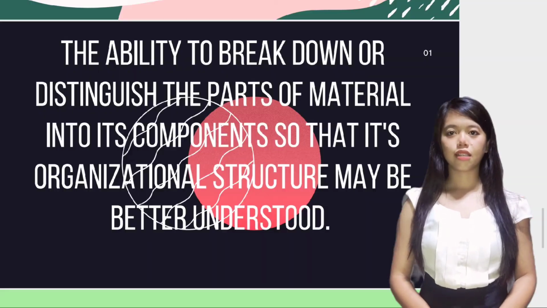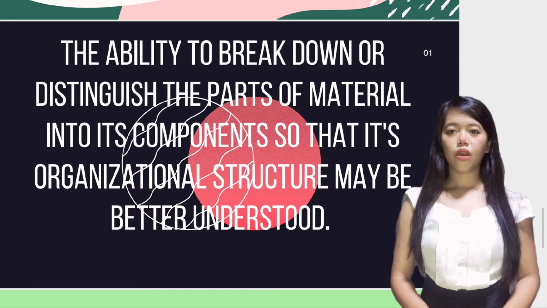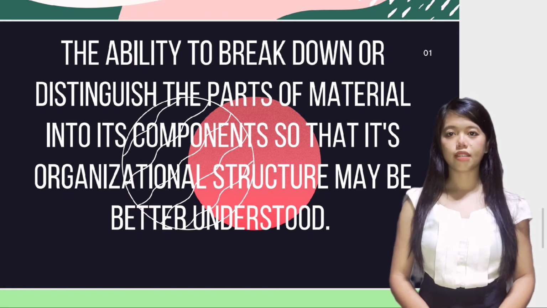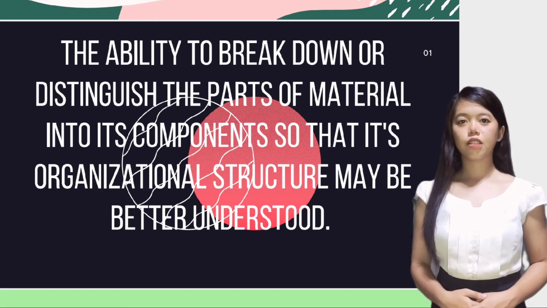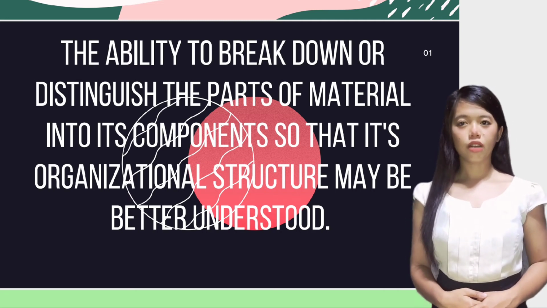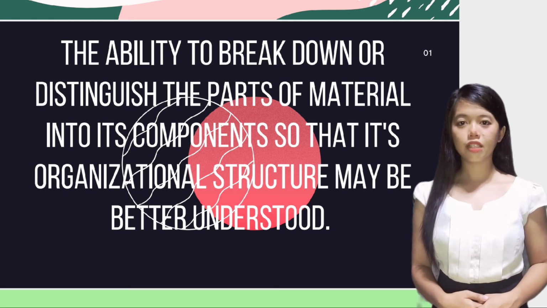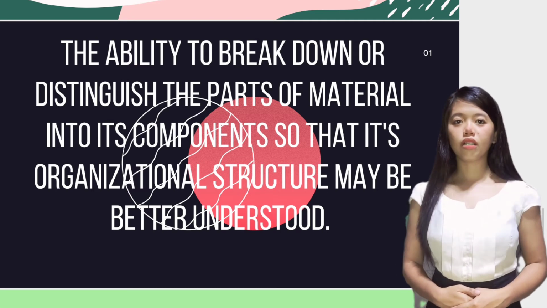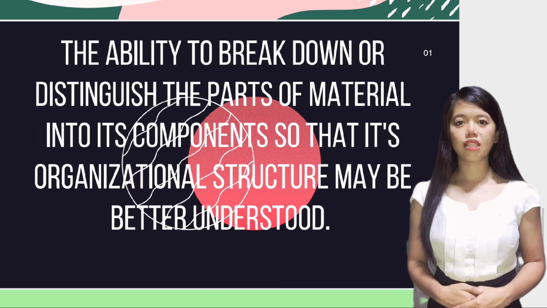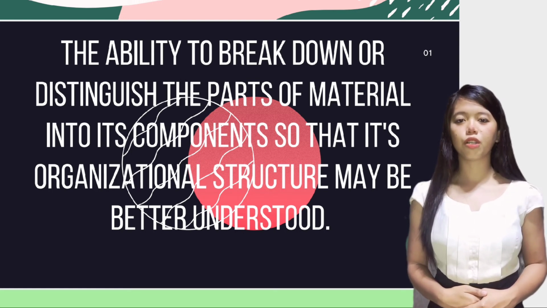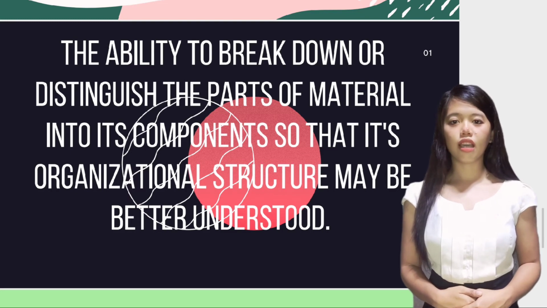Next is analysis. Analysis is the ability to break down or distinguish the parts of material into its components so that its organizational structure may be better understood. Verbs that are related to this function are analyze, compare, probe, inquire, examine, contrast, categorize, differentiate, investigate, detect, survey, classify, experiment, discover, inspect, and separate. Meaning, after acquiring and practicing those three levels, the child will now go to this level, analysis. In this level, the child is able to examine and carefully study the parts of that certain topic in order to categorize and organize its structure.